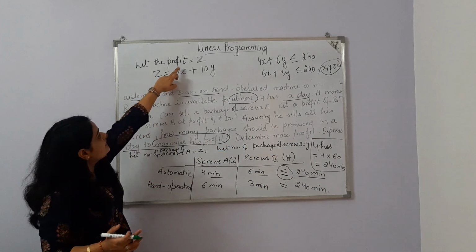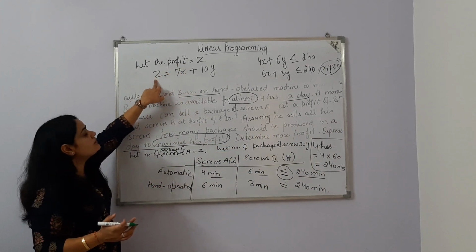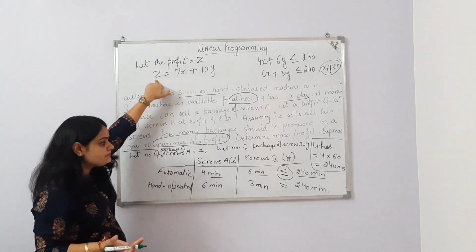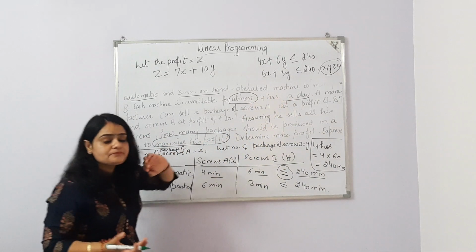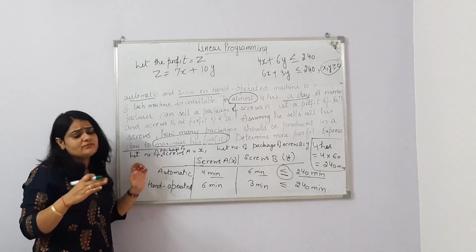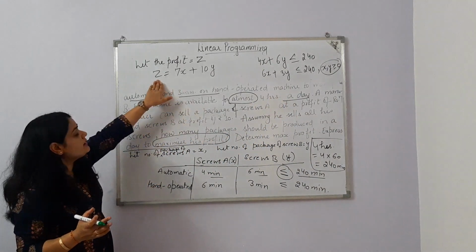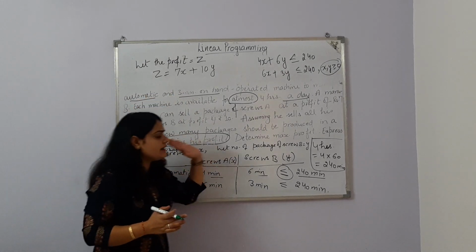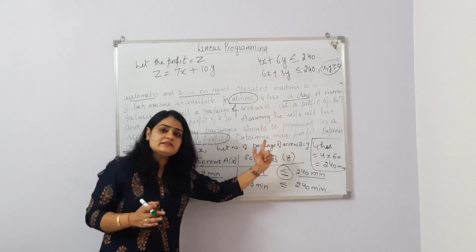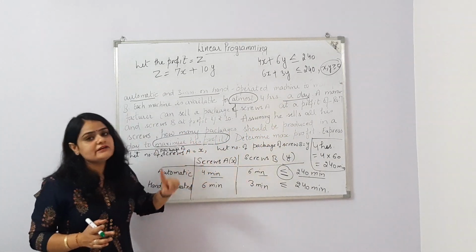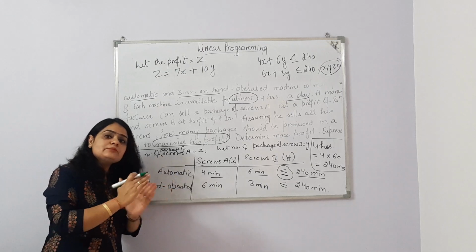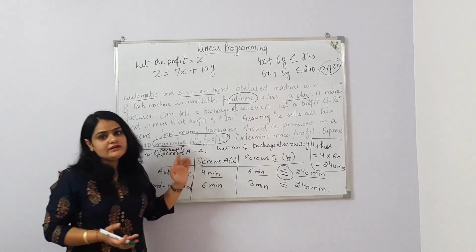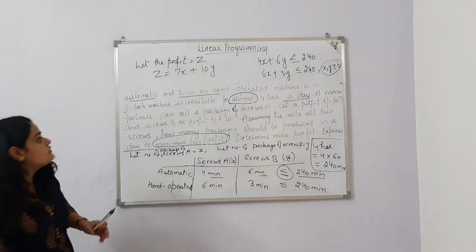Maximum profit means profit is z. So we need to calculate z's maxima, that means the maximum value of z. Now we calculated the maximum or minimum values of z in previous videos, and the same here we will calculate the maximum value of z. Express it as an LPP, which means linear programming problem, and solve it graphically. Now we'll do the question.